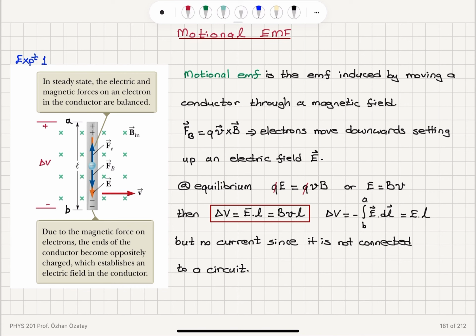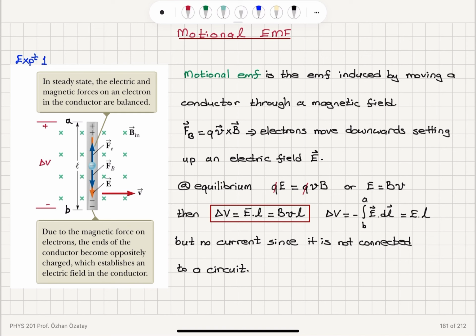So, in summary, we talked about moving an electrical conductor inside a uniform magnetic field. We see that the free charges in the conductor, which are electrons, are subject to the Lorentz force and electrical force due to the electric field set up between the two ends of the conductor. These two forces balance each other at equilibrium, and the electric field that will be set up due to this magnetic field will be equal to Bv, corresponding to a potential difference, delta V, which is E times L, that's BvL. And this is the induced EMF or motional EMF that is induced on this moving conductor.